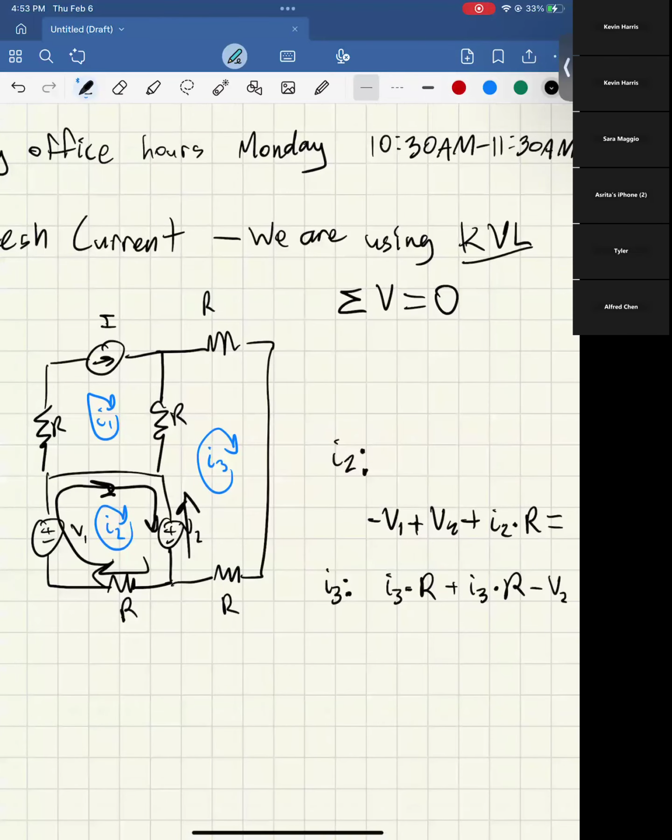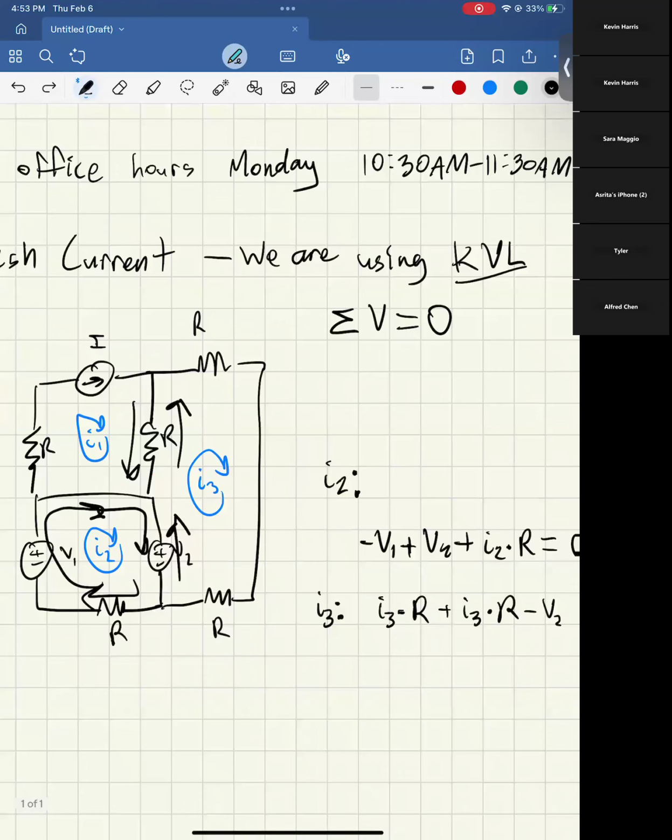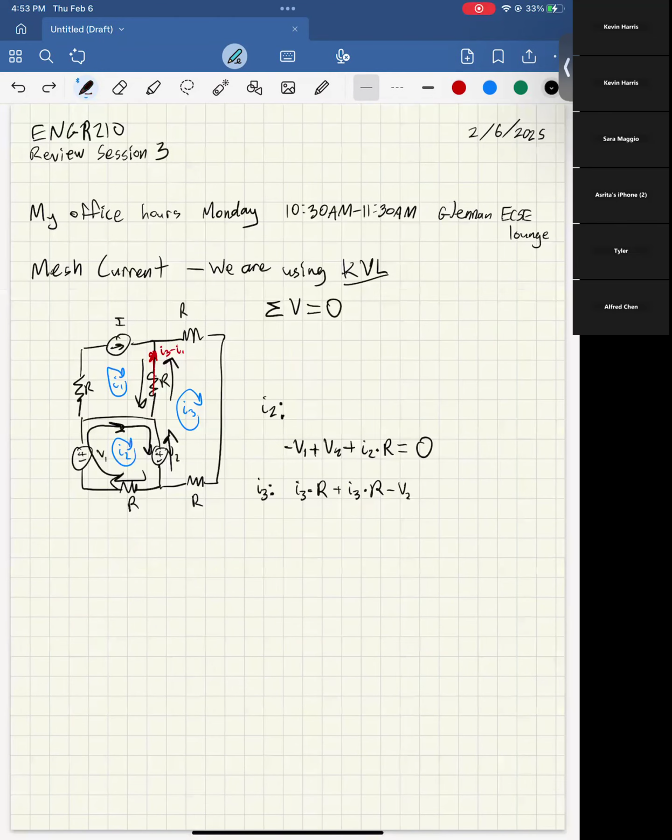And then for this resistor, the voltage across this resistor is not simply I3 times R. We have I3 going that way, and then we have I1 going down. Since we are writing the I3 equation, we're going to say that I3 is positive, and the resultant current through here would be I3 minus I1, because I3 is going up and I1 is going down. They'd cancel out somewhat. So we would say plus I3 minus I1 times R, and that equals 0.